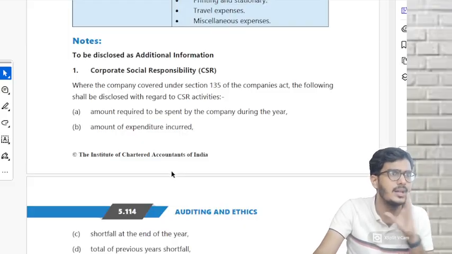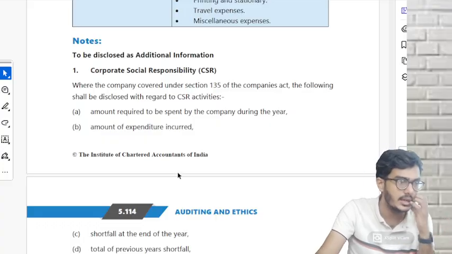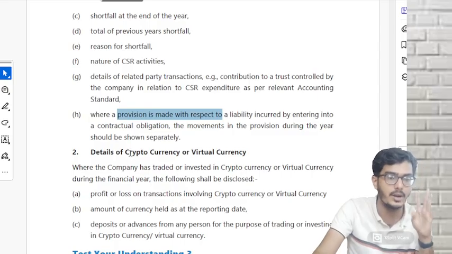And the question is very simple. The company had to do something related to CSR. What are the various disclosures regarding CSR? Write this down. And last, a 4 mark question.